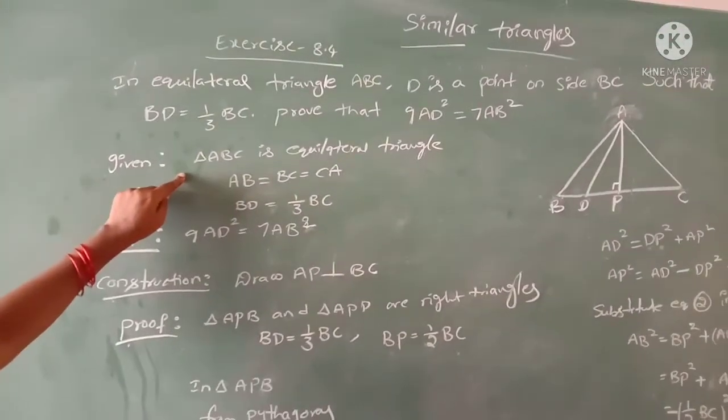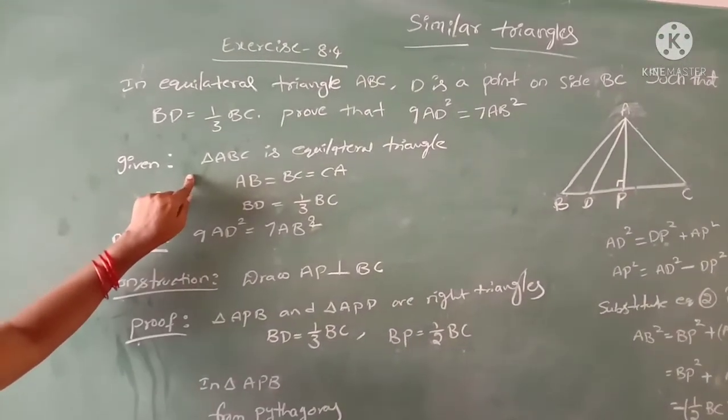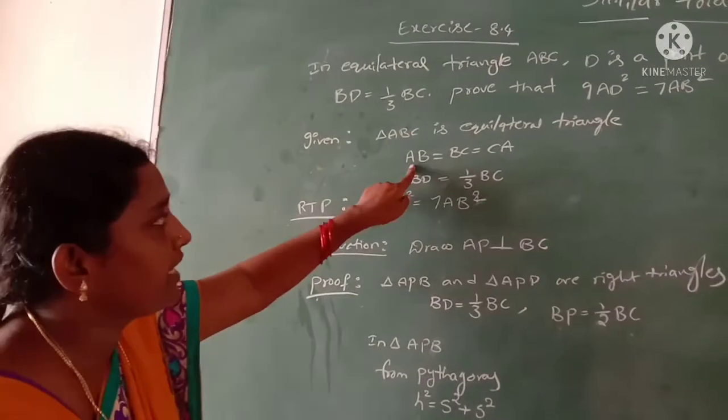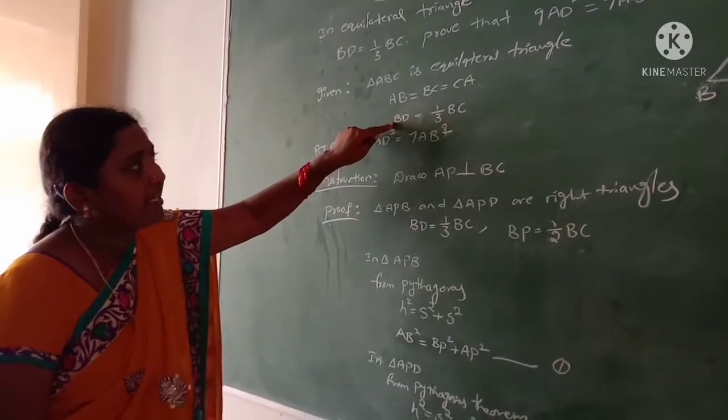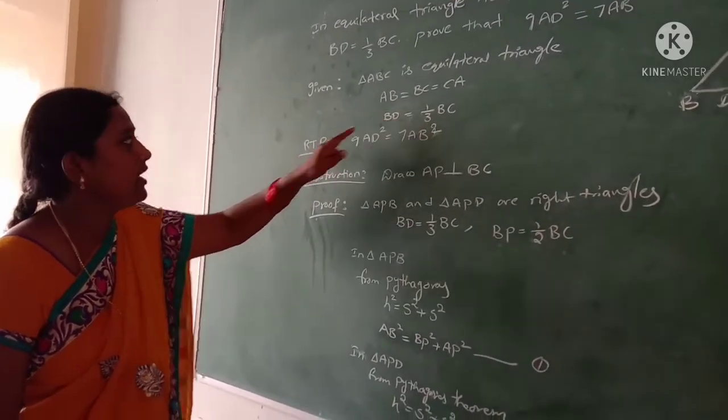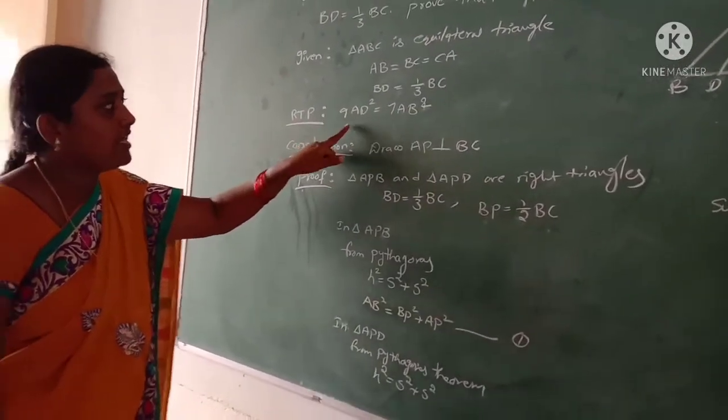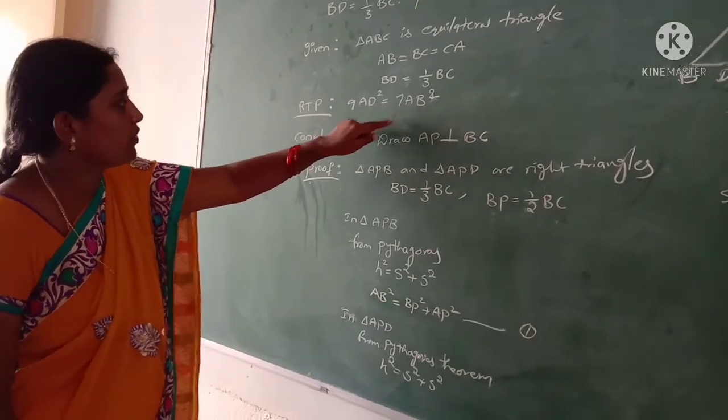What is the given triangle? ABC is an equilateral triangle. Equilateral triangle means 3 sides are equal. So AB equal to BC equal to CA. Next BD equal to 1/3 of BC. Next RTP: 9 AD square equal to 7 AB square.